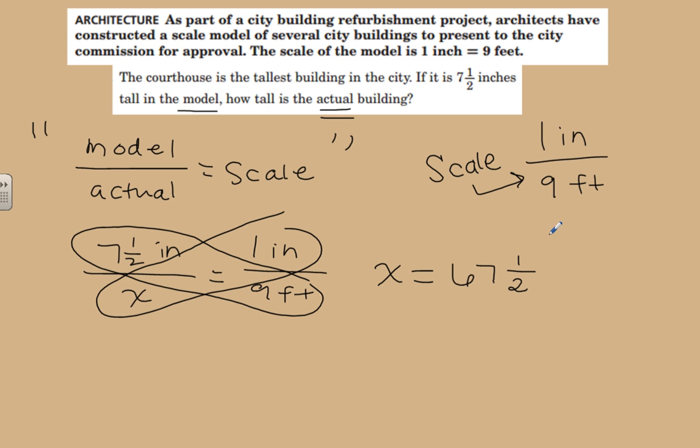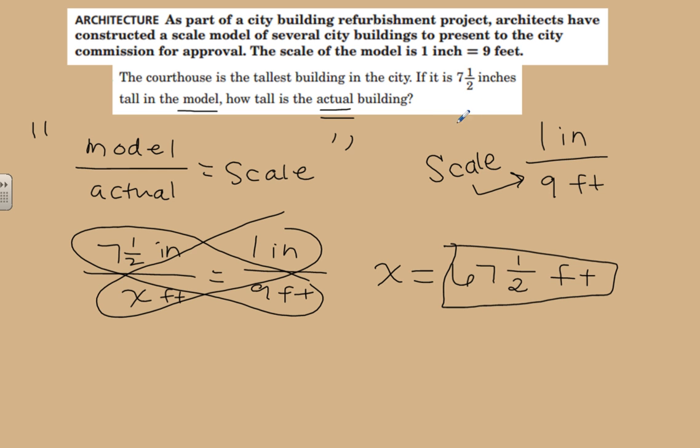So I have 67.5. And now I need to decide what my label is going to be. Well, if you'll look at our proportion here, I have inches over feet, and then I have inches over feet. So model over actual equals our scale in inches over feet. So since my model was in inches, which was my numerator in both fractions, my actual is going to be in feet, which is my denominator in both fractions. So since I was solving for my variable as the denominator, my unit of measurement is going to be feet. So my final answer is that the actual building is 67.5 feet tall.